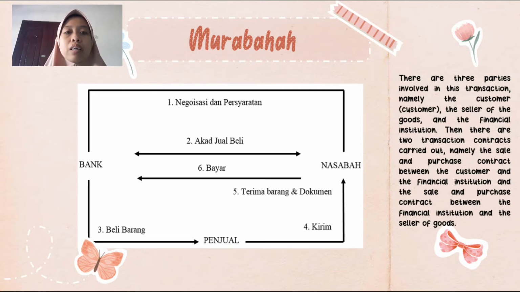Next, the bank pays the seller in cash for the goods, so that they are delivered directly to the customer. After the goods are delivered, the customer has the obligation to pay installments to the bank. And last, the bank benefits from the difference between the dealer price and the customer price.